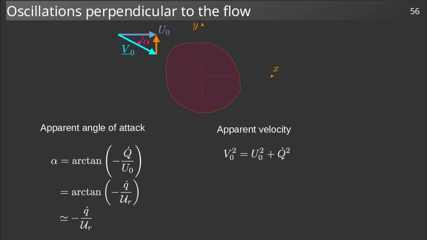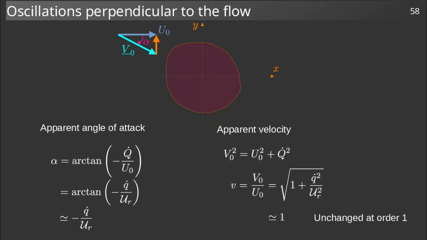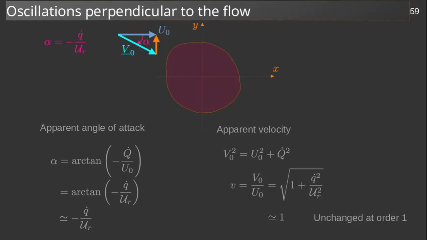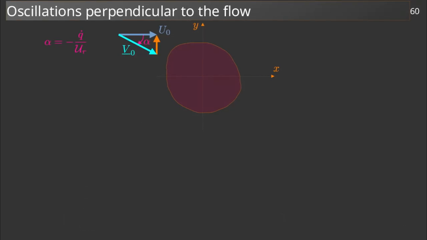The square of the apparent velocity is simply the sum of the squares, giving a dimensionless apparent velocity equal to the square root of 1 plus q dot squared on ur squared. It can be approximated to 1. The motion of the solid perpendicular to the flow therefore induces a change of angle of attack without change of apparent velocity. Let's rewrite the value of this apparent angle in the upper left corner.